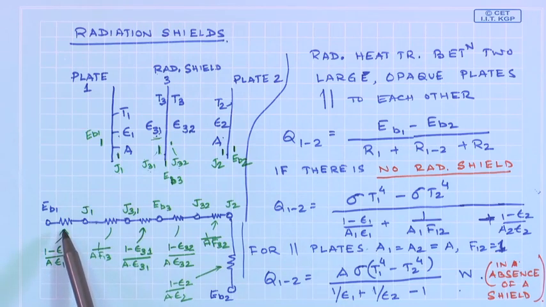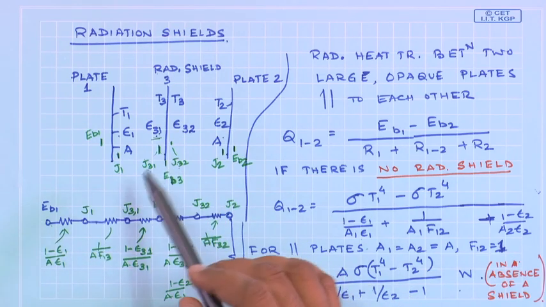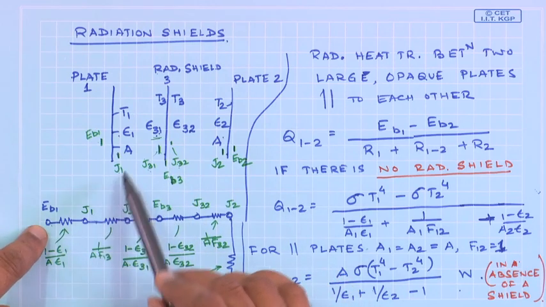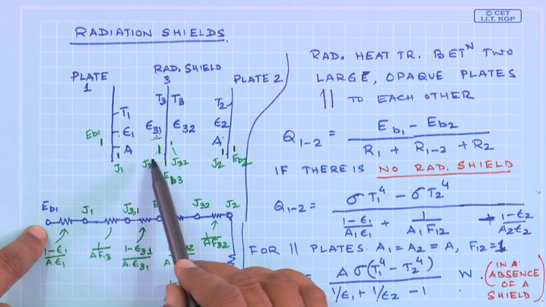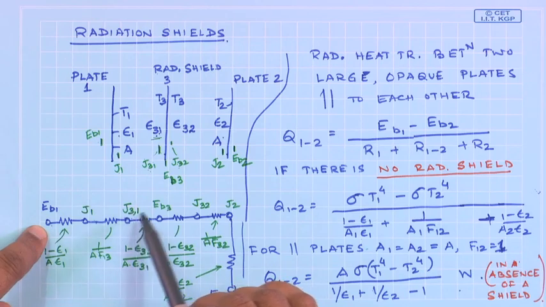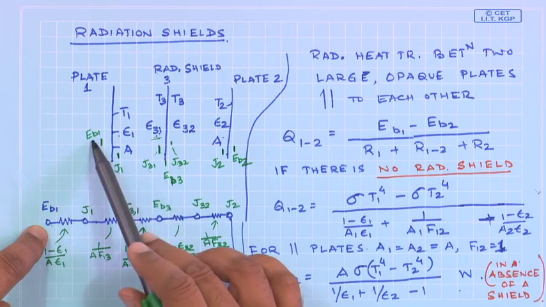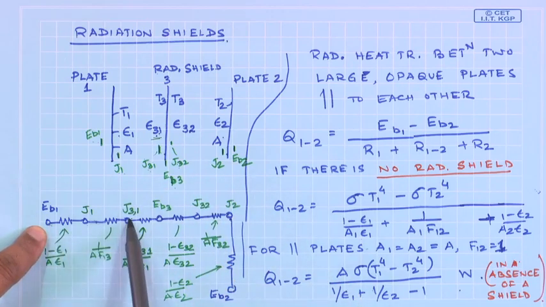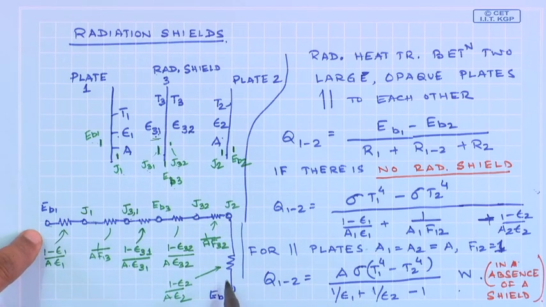So, what you have then is 1, 2, 3, 4, 5, 6. Why do we have an extra? Let us see. 1, 2, EB1 to J1, 3, J31, EB3 is this one. So, 1, 2, 3, 4, 5, 6, 7 nodes.